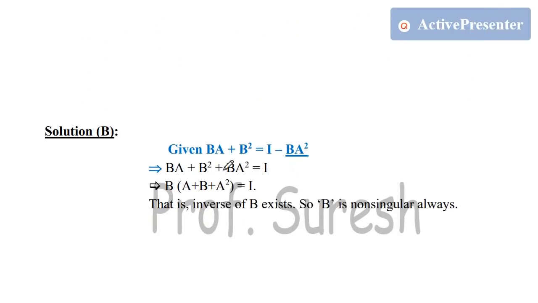Given BA plus B square equals I minus BA square. Take the minus BA square to this side, so this will become plus BA square. Take B outside from each term. So B into (A plus B plus A square) equals I. So B into some matrix equals I. Therefore the inverse of B exists, so B is non-singular always. The answer is option B.